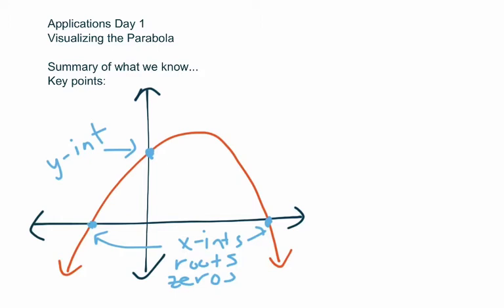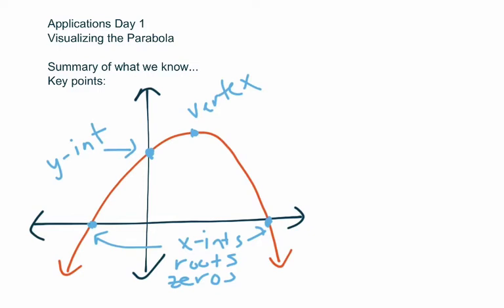And the other key point that we looked at was the vertex, and that is where the parabola changes direction. It's also the highest point on the parabola or the lowest point on the parabola, depending on which way the parabola is flipped. And we'd also call it the maximum or the minimum. If you have a graphing calculator, then we can use the graphing calculator to find maxima and minima.